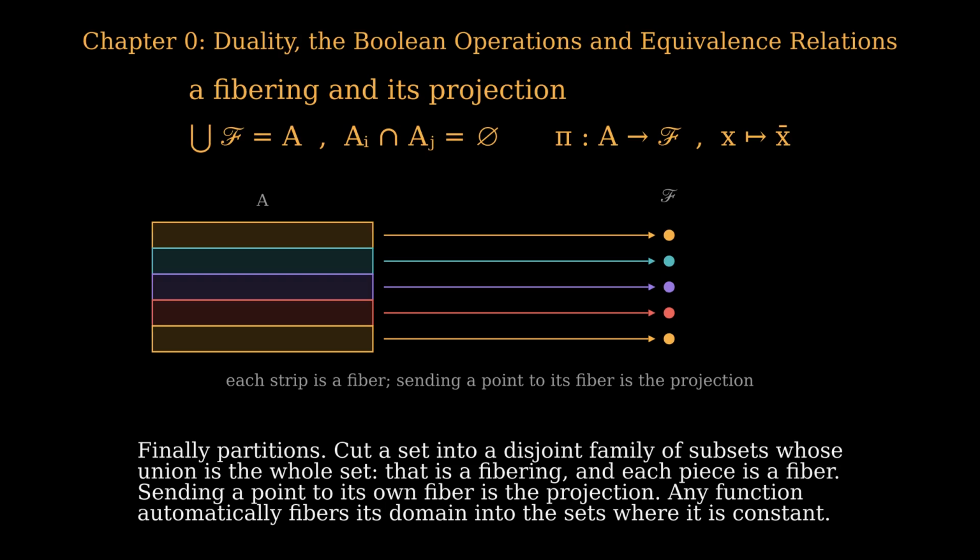Finally, partitions. Cut a set into a disjoint family of subsets whose union is the whole set. That is a fibering, and each piece is a fiber. Sending a point to its own fiber is the projection. Any function automatically fibers its domain into the sets where it is constant.